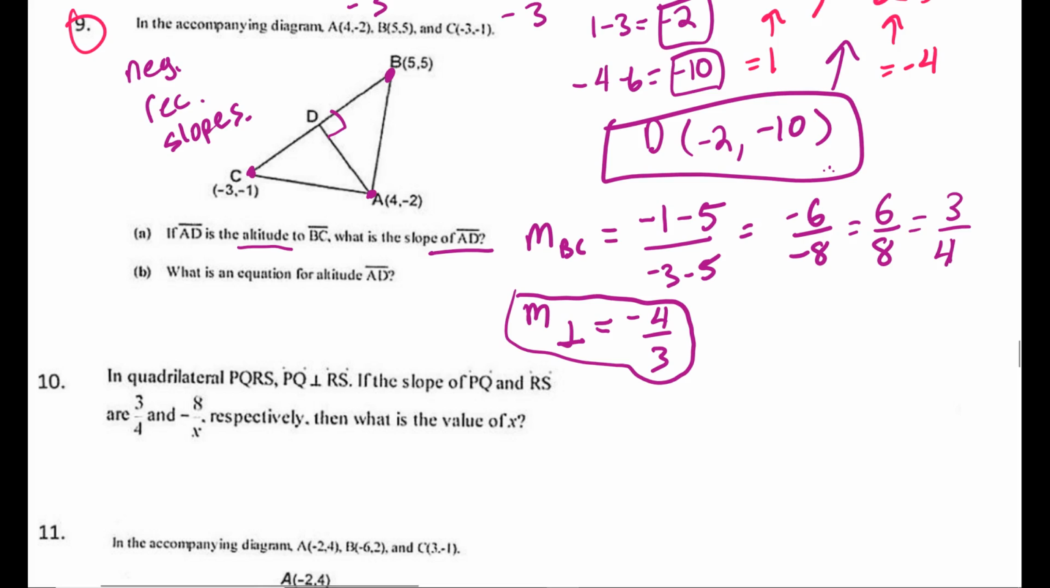So to write the equation of the altitude, we just need one point that's on the altitude. And in this case, the altitude has to go through point A. So that's the point I'm going to use. So y minus -2 becomes +2 equals my slope, -4/3, times (x minus 4). And that's it. Again, you could always distribute if you want to get it into y equals, but that's enough for our purposes.